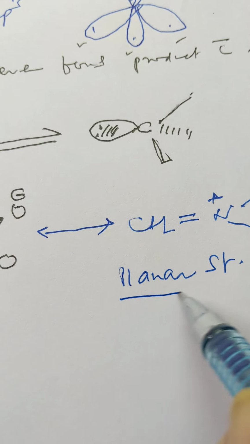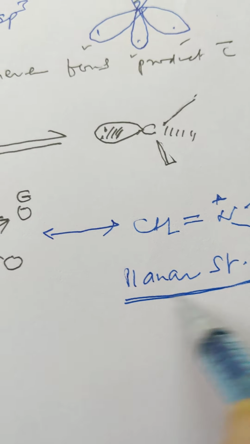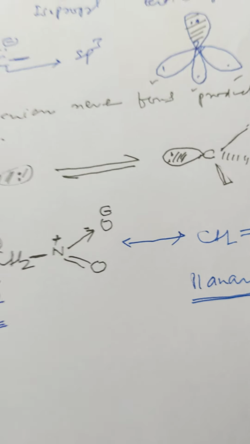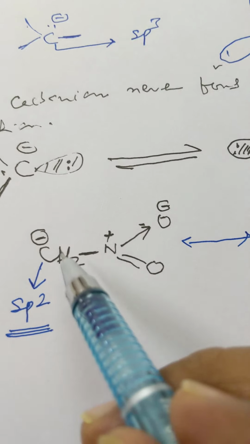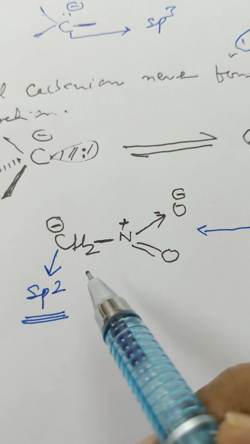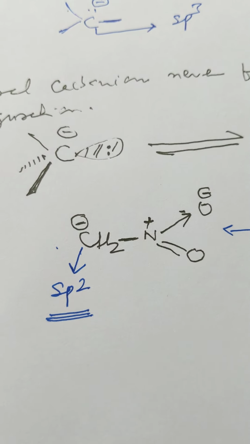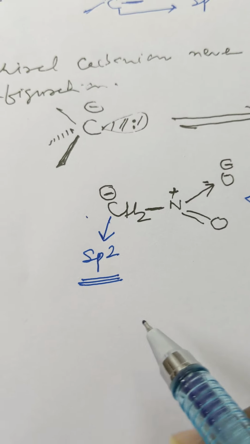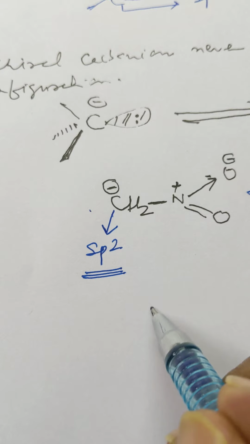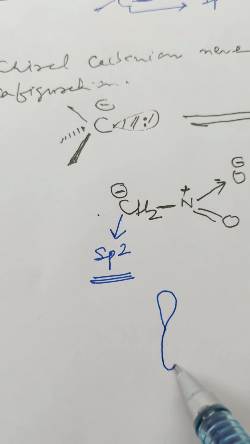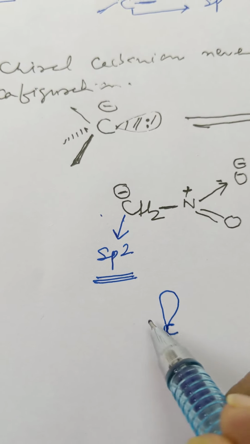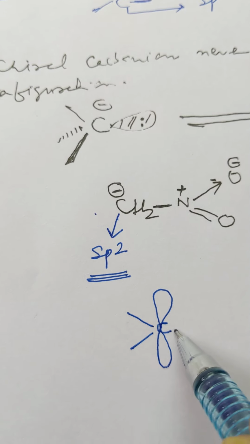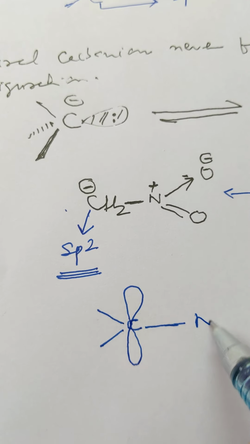What kind of structure is this? A planar structure. So what does it mean to be planar? Planarity is possible, and this type of resonance and conjugation is possible, only if it is sp2 hybridized. If it is sp2, let us draw the structure for this. Now you know the sp2 hybridized carbon. An sp2 hybridized carbon is like this.